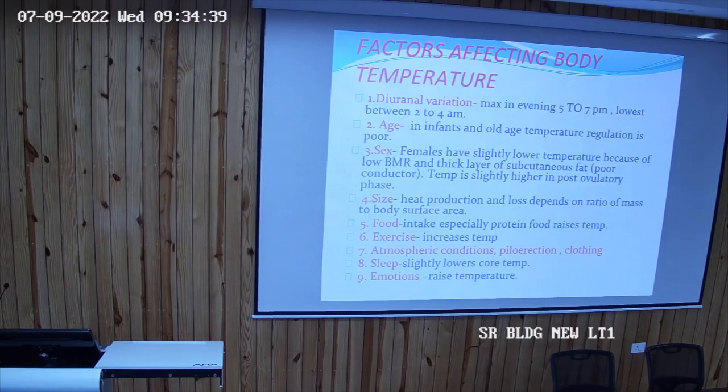Whether it is summer or winter will result in body temperature changes. Piloerection, erection of the body hairs. Then we have clothing, which will protect us from the extreme winters and extreme summers. So how will the clothing protect us from extreme summer conditions?